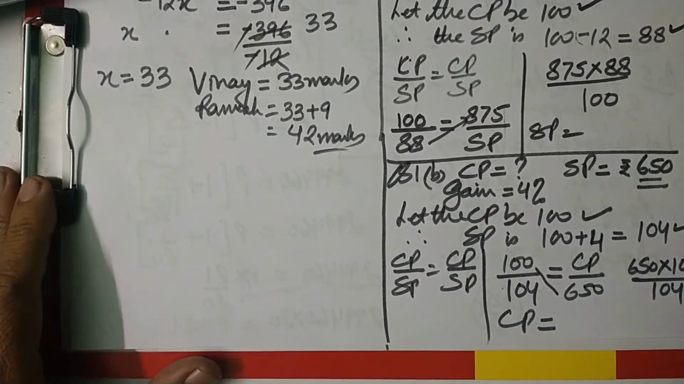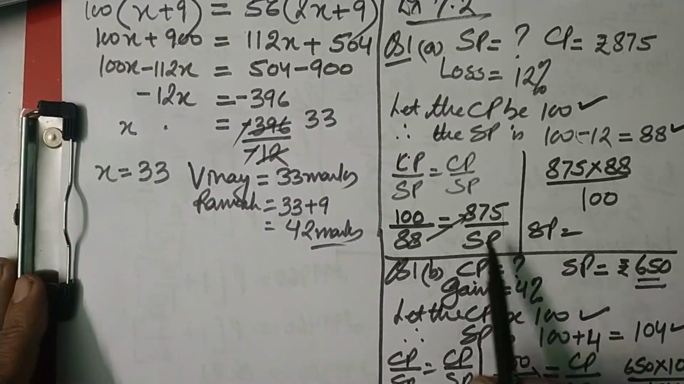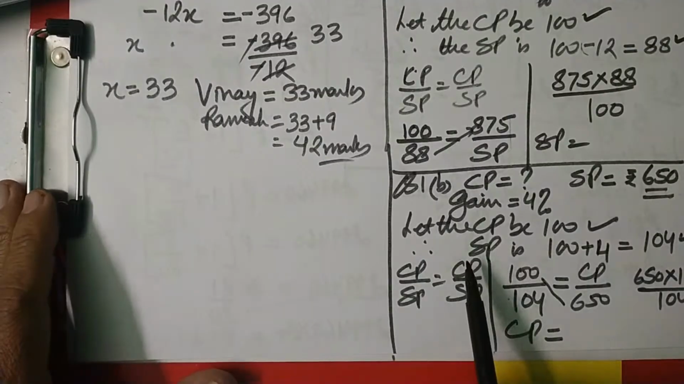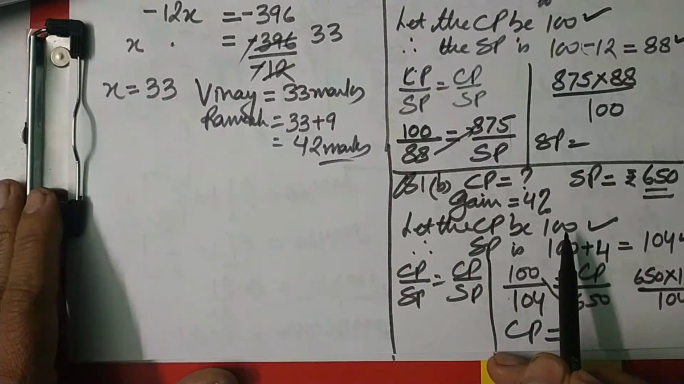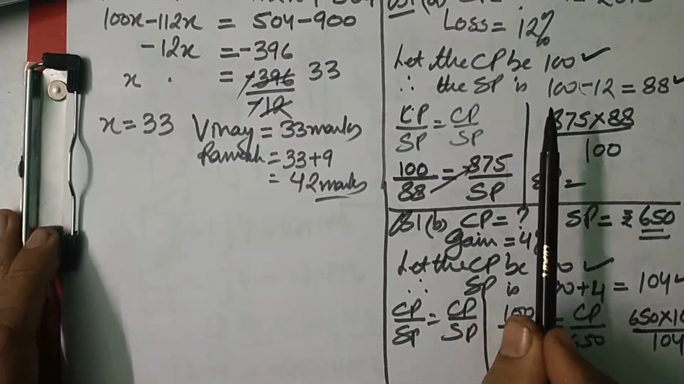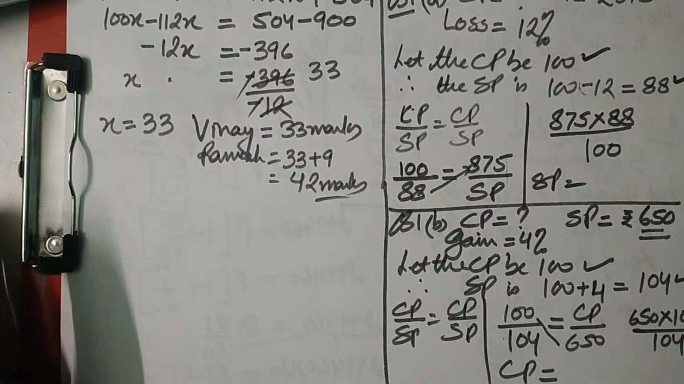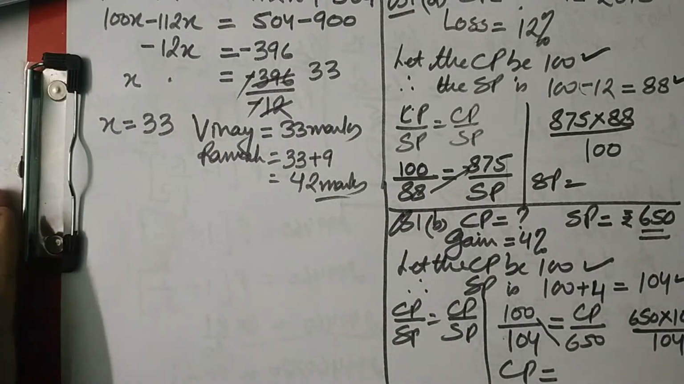So I have not used a different method here. See, in both the questions I have begun with the same formula. Here also I suppose let the cost price be. Here also let the cost price be. So if you are comfortable, you can use this formula. I am explaining this question so that everyone is able to do the question easily.